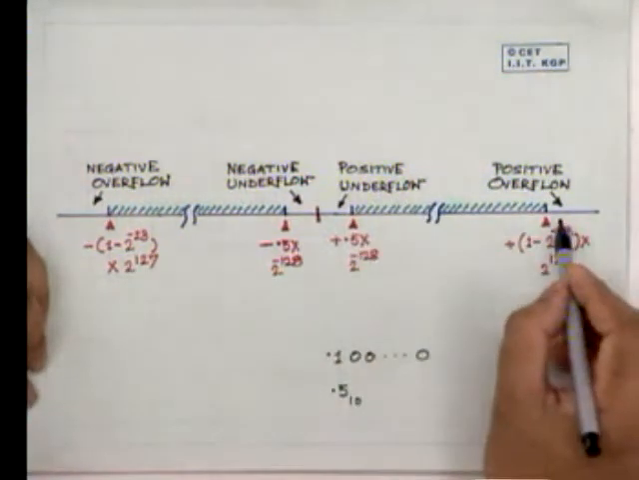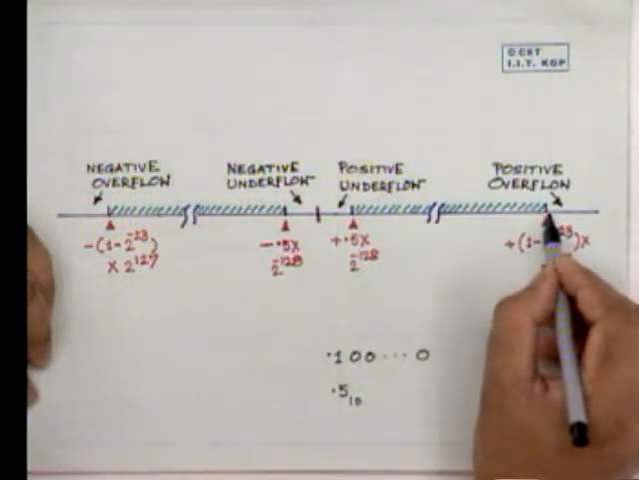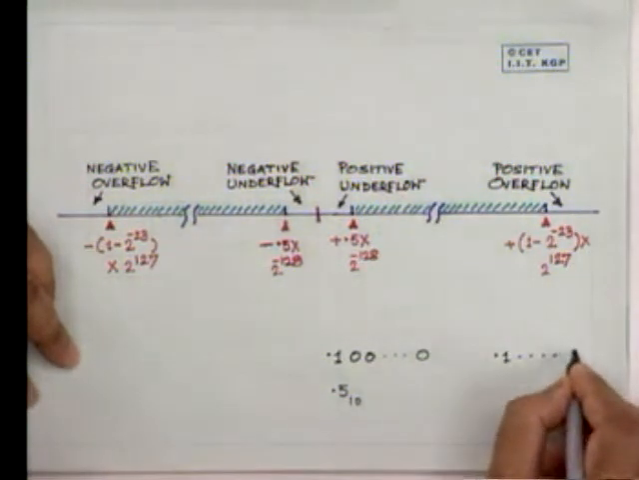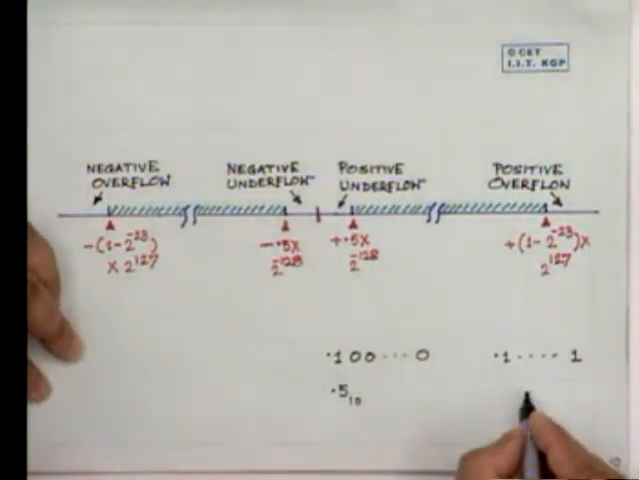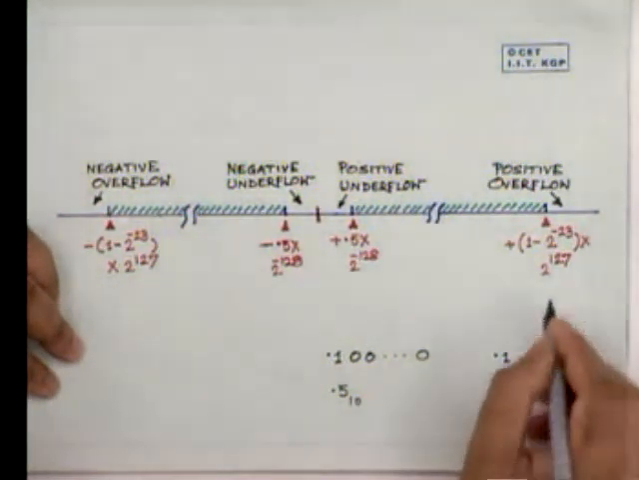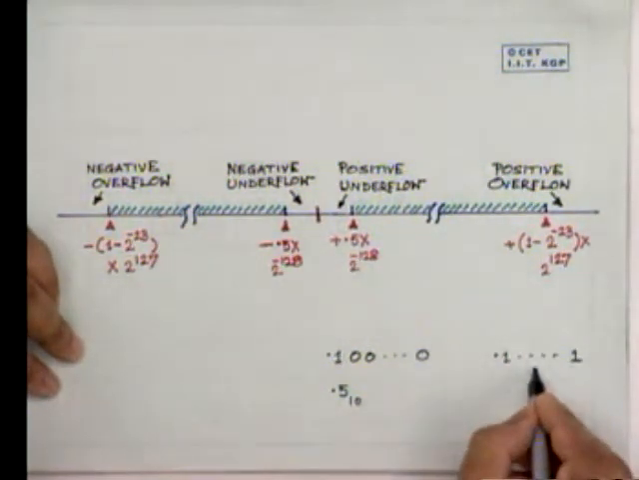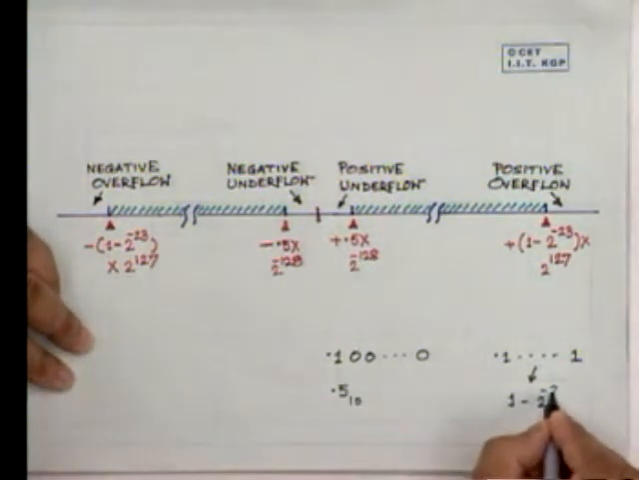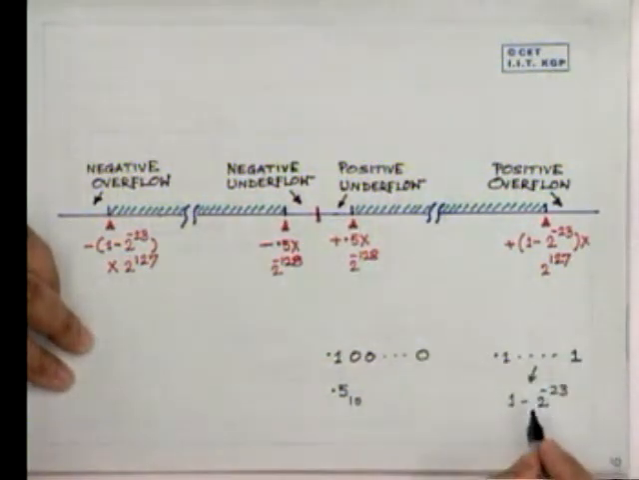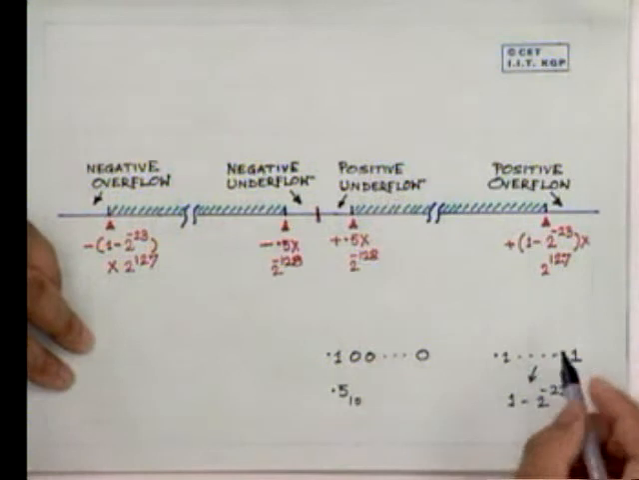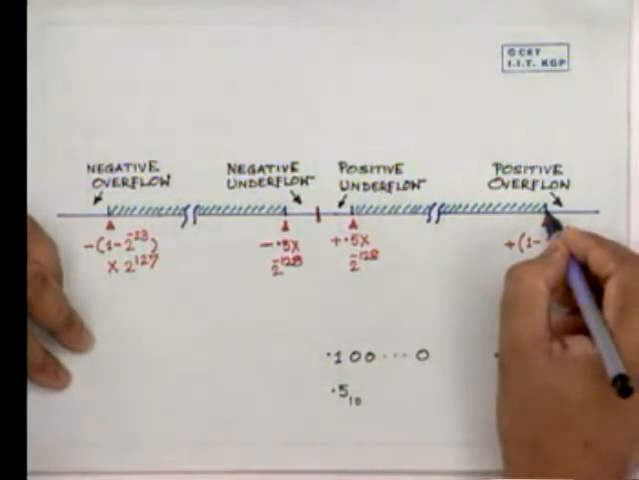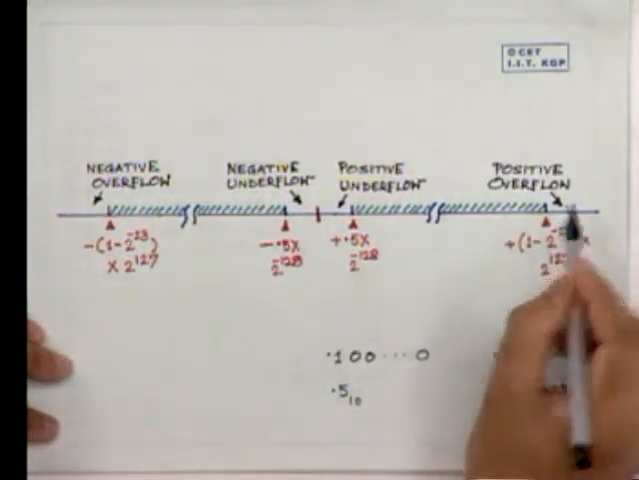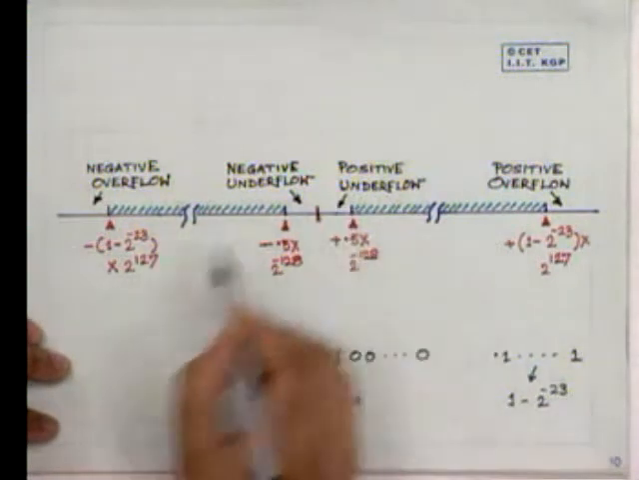On the positive side, similarly, the highest number that you can represent is where the mantissa is 0.1 and all ones, that means all 23 bits are ones, and the exponent is the maximum value, which is 127. The mantissa's value in decimal is 1 minus 2 to the power minus 23, when all ones are there in 23 positions. Therefore, this is the maximum positive number that we can represent. Beyond that, there will be a positive overflow, and below that there will be a positive underflow.